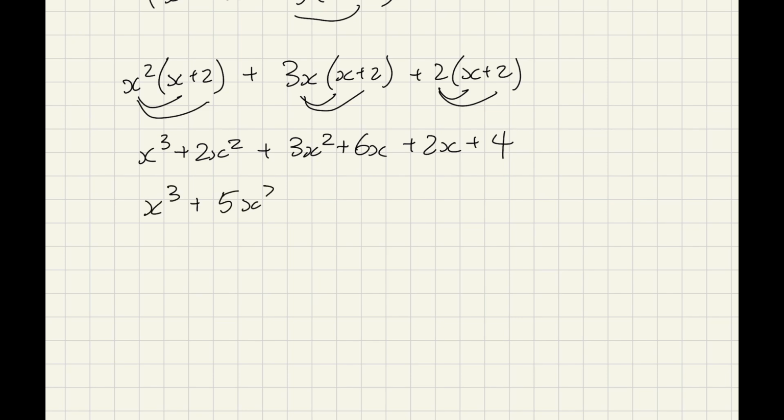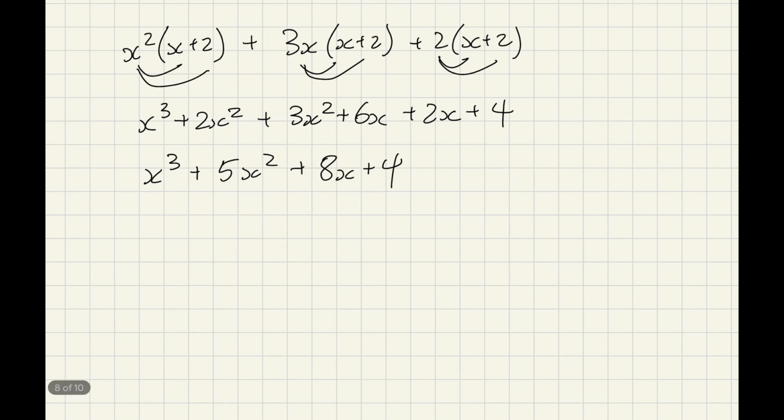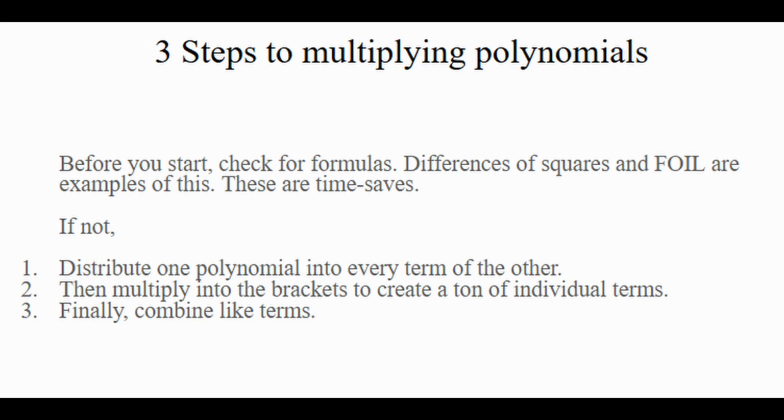And that is how you multiply polynomials. You simply take one polynomial, distribute it into each term of the other, and then simplify the equation. The 3 steps to multiplying polynomials are as follows. You first need to identify whether the polynomials you're multiplying follow any special formulas, such as the difference of squares. If so, you can follow that formula and save a lot of time. If not, distribute one polynomial into every term of the other. You then multiply into the brackets to create a ton of individual terms. You should get rid of all the brackets this way. Finally, you will simplify the polynomial by combining all like terms.